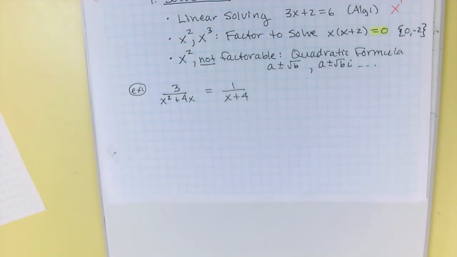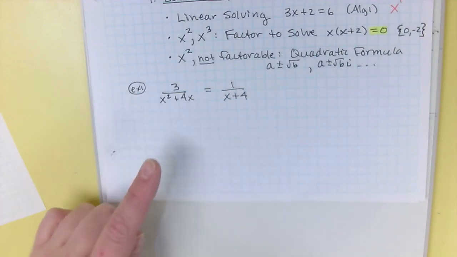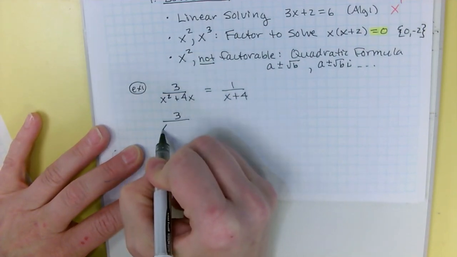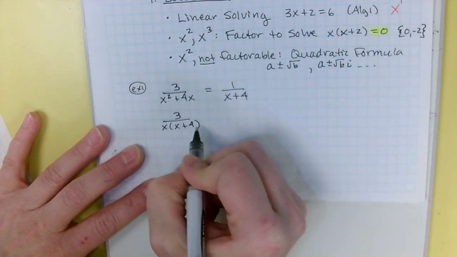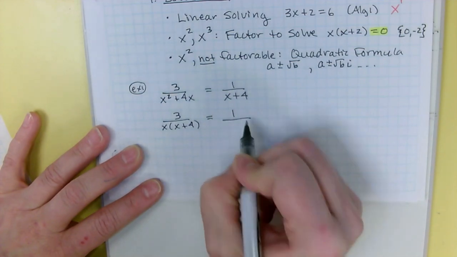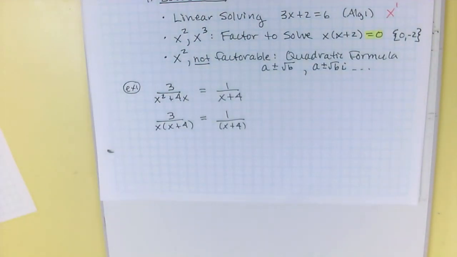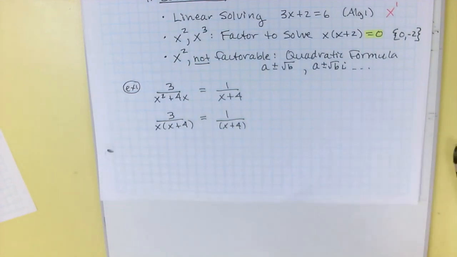All right, so the very first step in the process is factor the bottoms. This is a binomial, and I can divide an x out. So that gives me 3 over x times x plus 4. And on the 1, x plus 4 is as factored as it gets. You can just put it in parentheses because that's done. All right, so that's your first step, factor all the denominators.